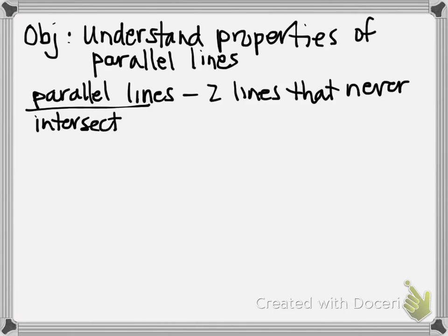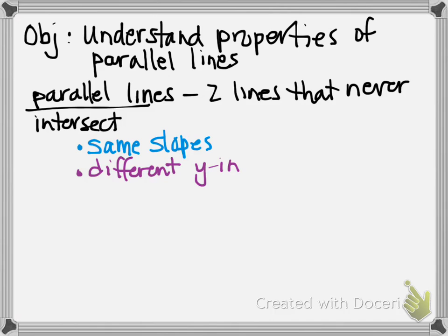So two lines that never intersect, and then you guys, just from that little exercise, came up with they have the same slopes. Oh, that's not what I wanted to write. That's what I wanted to write. Same slopes. They had different y-intercepts. Did we say anything else? No, that's pretty much it. Those are the two key components.